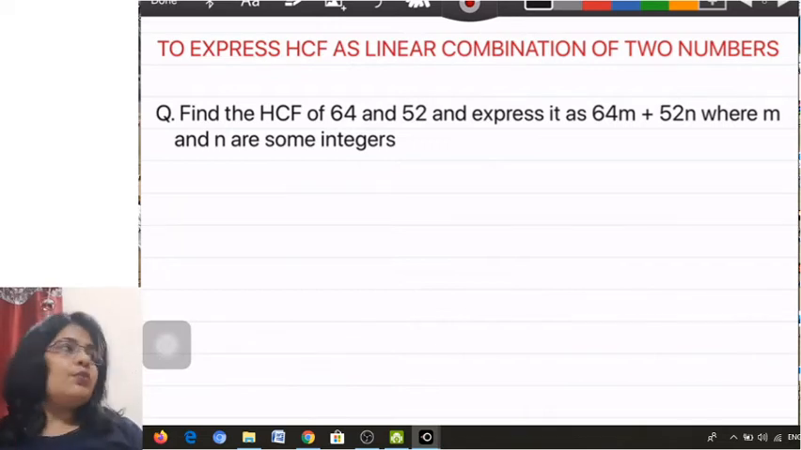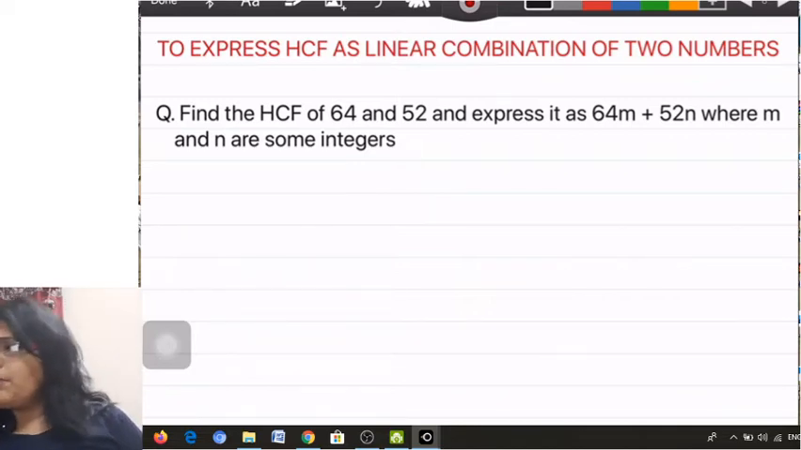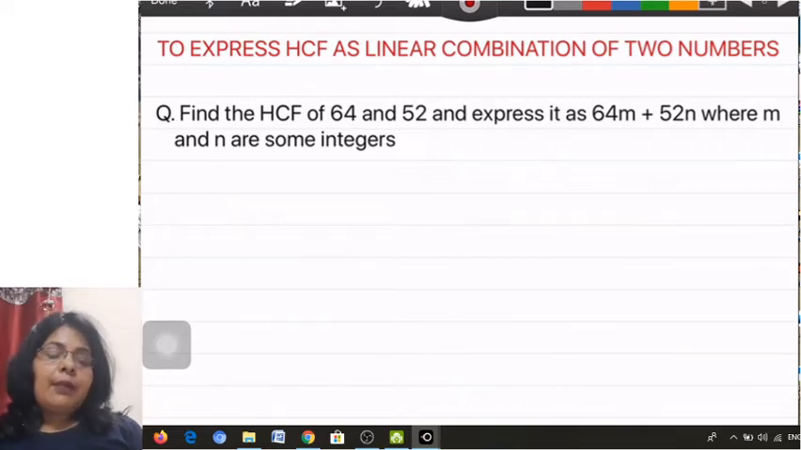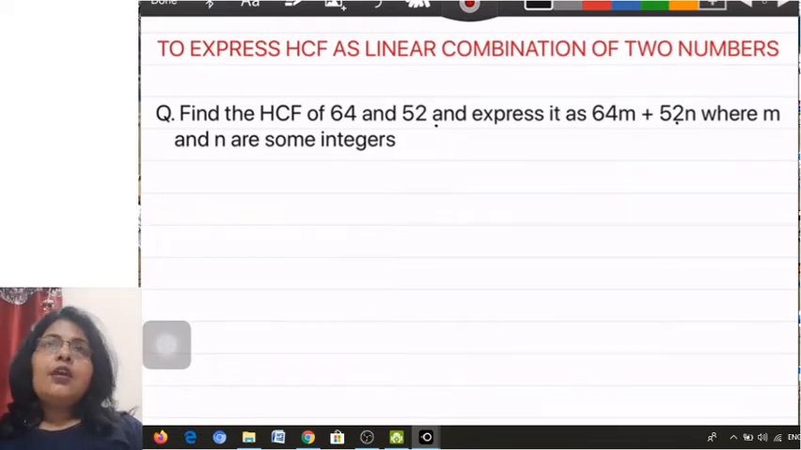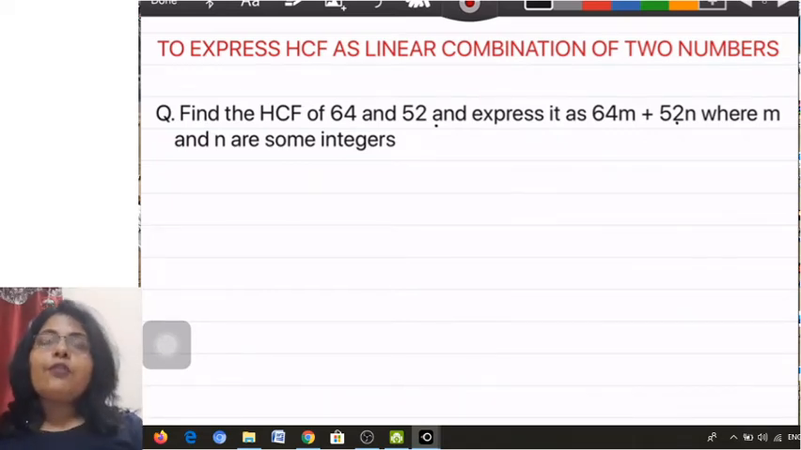Now I just want to take one more topic, to express HCF as a linear combination of two variables. I am taking one question. Find the HCF of 64 and 52 and express it as 64m plus 52n, where m and n are some integers. This type of question is also seen sometimes in the examination. We have to simply find out the HCF of 64 and 52.